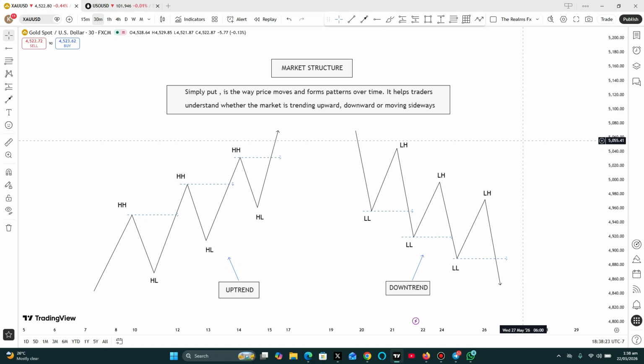Okay, so today in this video, I want to talk about market structure. And you can see that on the chart, I've carefully outlined some of the structures that we normally see in the market.